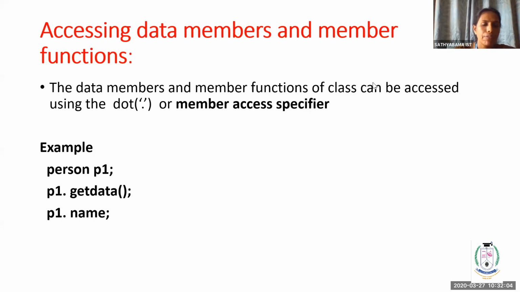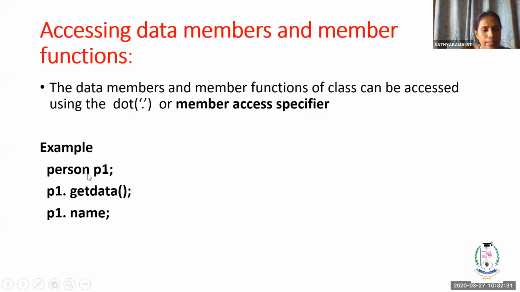So in C++, we need one very important operator called the member access specifier. From the name itself, we can easily understand that the member access specifier is also called the dot operator. So using the dot operator, with the help of an object, we are able to access the data as well as functions present in your class.